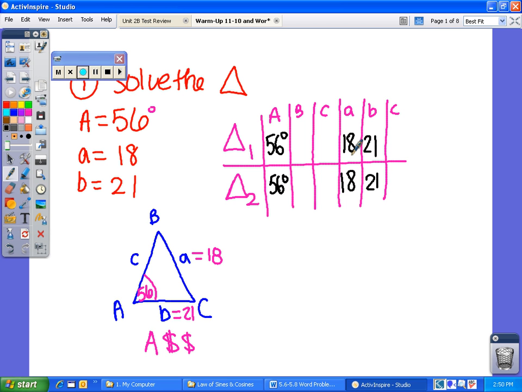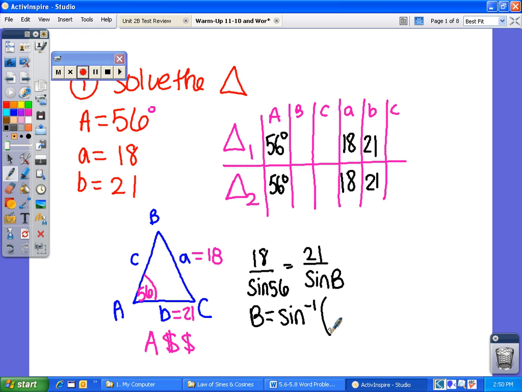So you set it up as 18 over sine of 56 equals 21 over the sine of B, since we're solving for B. Cross multiply and show that you're taking the arc sine, and we take the arc sine because we are solving for an angle. And once you put this into your calculator, you wind up getting 75.3. So 75.3 is your answer for B.